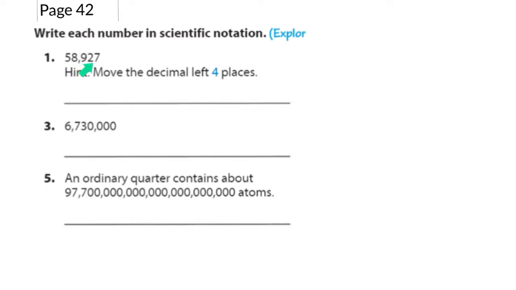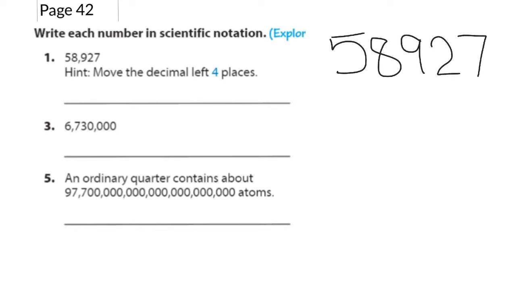58,927, they want us to write this in scientific notation. They give us a hint to move the decimal 4 places to the left. So I'm going to write down the number over here because I need space. I don't see my decimal point, so I know it's at the very far right of the number. And if I want this in scientific notation, I need to move this decimal point over 1, 2, 3, 4 spaces.